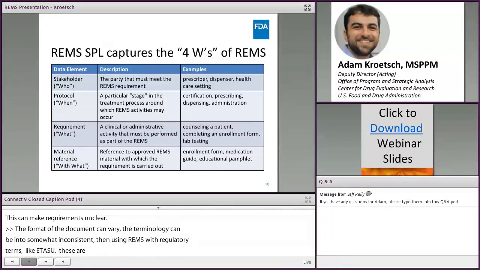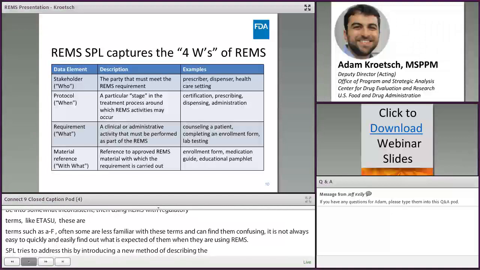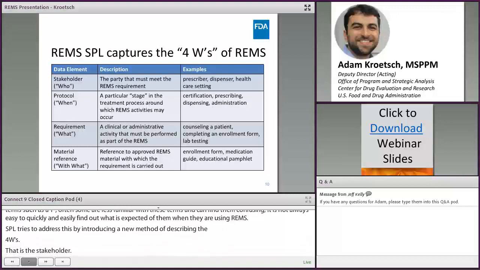So REMS SPL tries to address this by introducing a new method of describing REMS that we call the 4 Ws, and that is breaking down what the REMS is asking of its participants into these 4 categories, the first being who, or that is the stakeholder. So the who of the REMS is what party needs to meet the REMS requirement. For instance, is it a requirement that needs to be done by the prescriber, by the dispenser, by a healthcare setting, maybe by a patient?